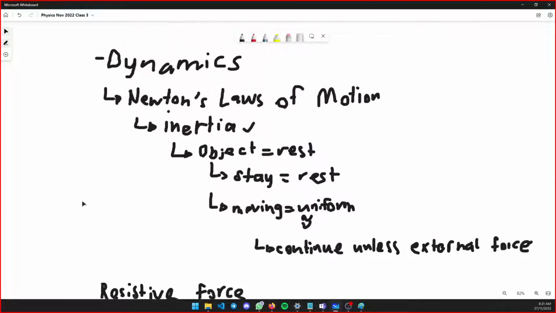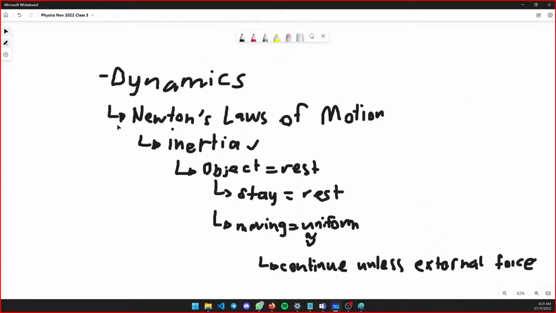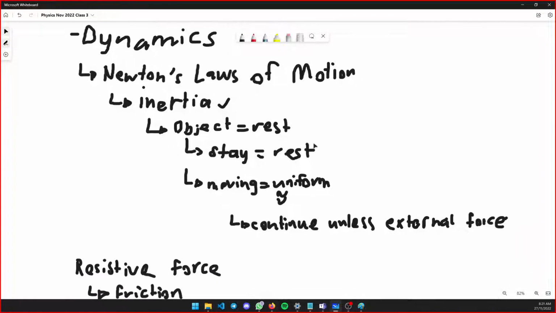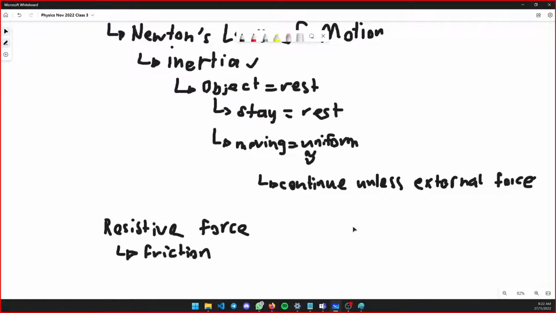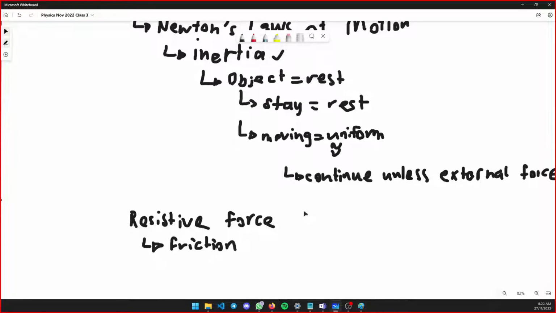Okay, the next topic is Newton's laws of motion. The first one applies to inertia. When we talk about inertia, we're talking about objects at rest. An object stays at rest unless it is moving in a uniform velocity. If it's moving in a uniform velocity, it will continue to do so unless there's an external force acting on it. Okay.